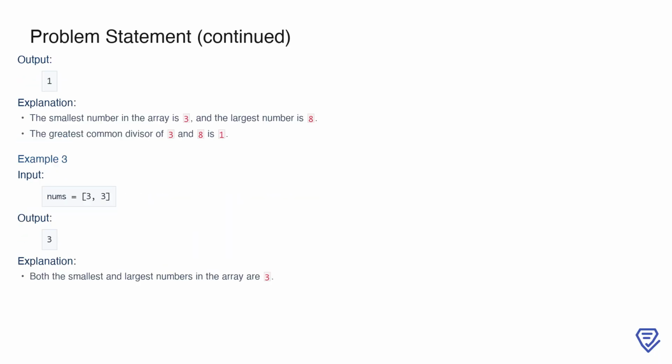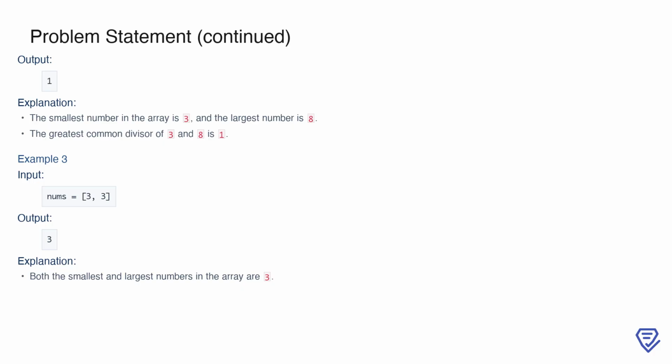Now, consider another example where the input array is 7, 5, 6, 8, 3. Here, the smallest number is 3, and the largest number is 8. The greatest common divisor of 3 and 8 is 1, since there are no positive integers other than 1 that divide both 3 and 8 evenly. Therefore, the output is 1.